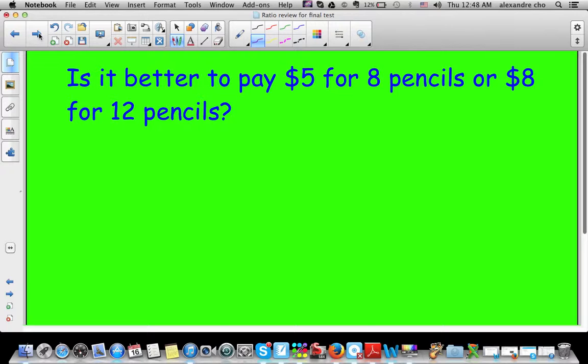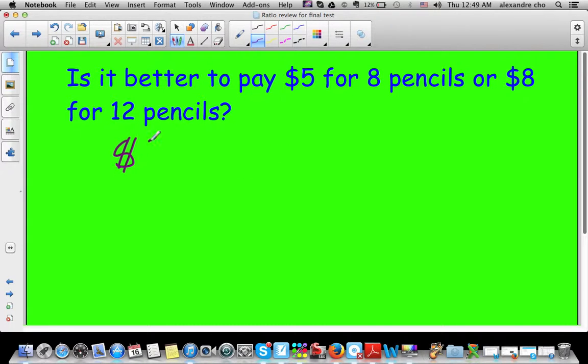Is it better to pay $5 for 8 pencils or $8 for 12 pencils? So I don't know. But by finding the unit rate for each, we can compare and then determine which one is the better buy. So take, like I said, a couple of seconds, take a couple of minutes, and then come back and let's see if you got it right. Okay.